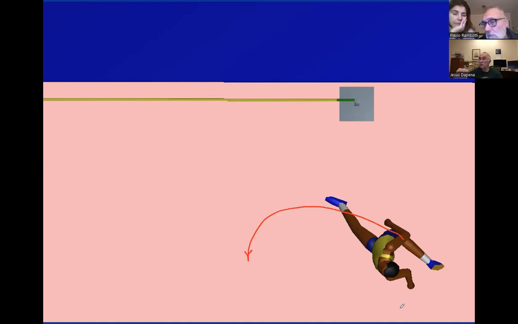Another thing that helps to generate the angular momentum for the twist is that the trunk will rotate like this. So you'll get to the takeoff and you will do this actively using your muscles.